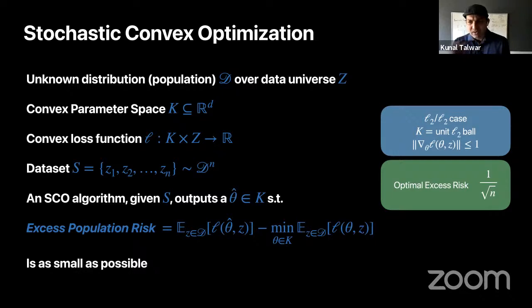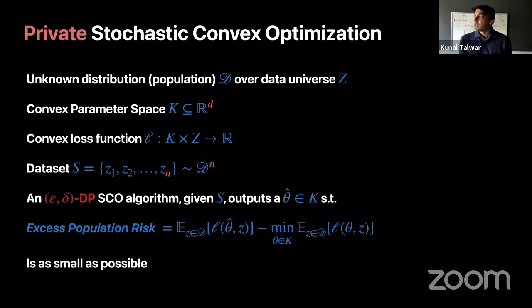You can think of this 1 over root n as coming from the fact that if I gave you n outputs from a coin, and your goal was to figure out the bias of the coin, you can only figure out the bias up to an additional additive 1 over root n. So that's roughly, intuitively, this 1 over root n. Good. Okay, so that's the stochastic convex optimization problem.